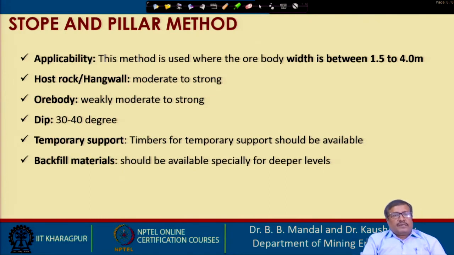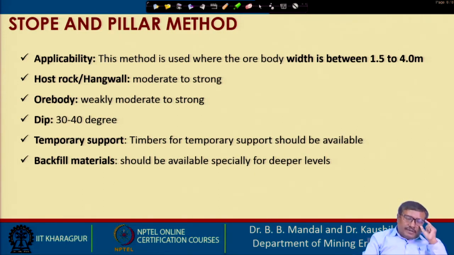Host rock, that means what is the quality of the host rock surrounding the ore body, where the ore is deposited? What is the quality of the hang wall? It should be moderate to strong. That means a weak hang wall or weak host rock is not good, because it is an open stope. In an open stope, it is very difficult to keep the hang wall without support. So, it should be at least moderately strong, or if it is strong, then nothing is better than that.